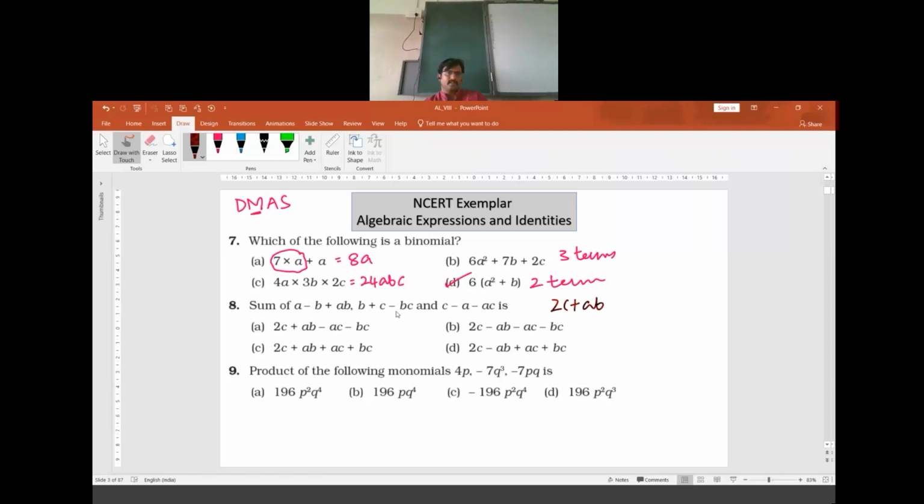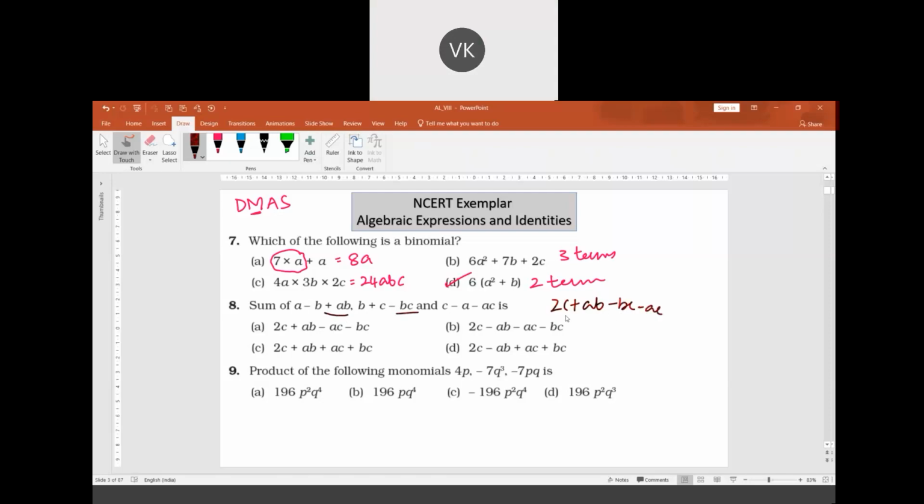Minus BC, minus AC. So 2C plus AB minus BC minus AC. First option. Answer is A. Option A.